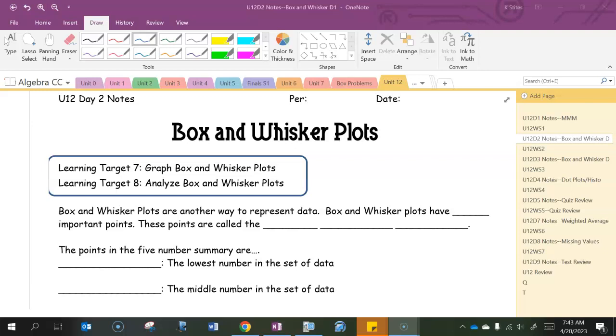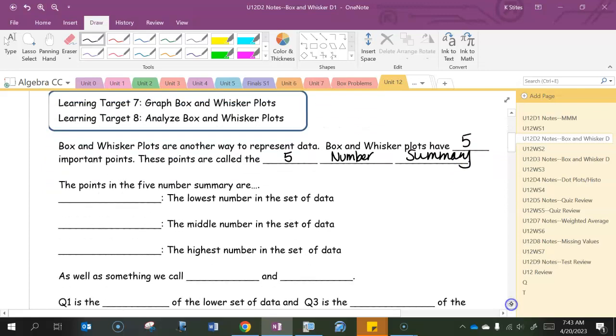Hello, Algebra 1. Today we are talking about box and whisker plots. Box and whisker plots are another way to represent data, and they have 5 important points. These points are called the 5-number summary. So let's talk about what these 5 numbers are.